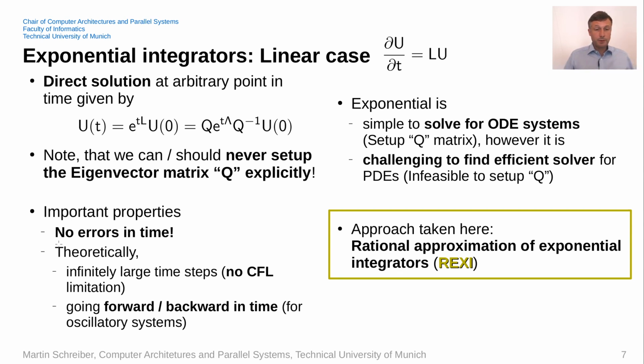So the first property is that we do not have any discretization error in time. That means we do not have any errors in time. And theoretically, this would also allow us to compute infinitely large time step sizes, or in other words, there is no CFL limitation anymore, as we know it from explicit methods.